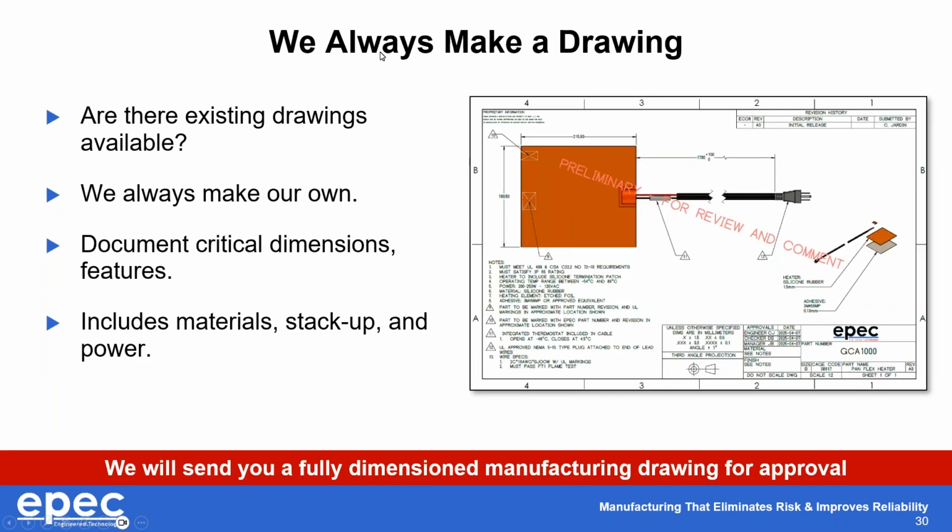As we also said, we always make a drawing. Before we build, we will send you a 2D drawing that represents how we're going to build your solution. These drawings will include critical dimensions, features, a bill of materials, and show the total stack up that gives you, the customer, confidence that we're going to build this the way that you expect it to be. These drawings, as I said, are fully dimensioned manufacturing prints that we're going to send to you for your review and approval before we start our build.